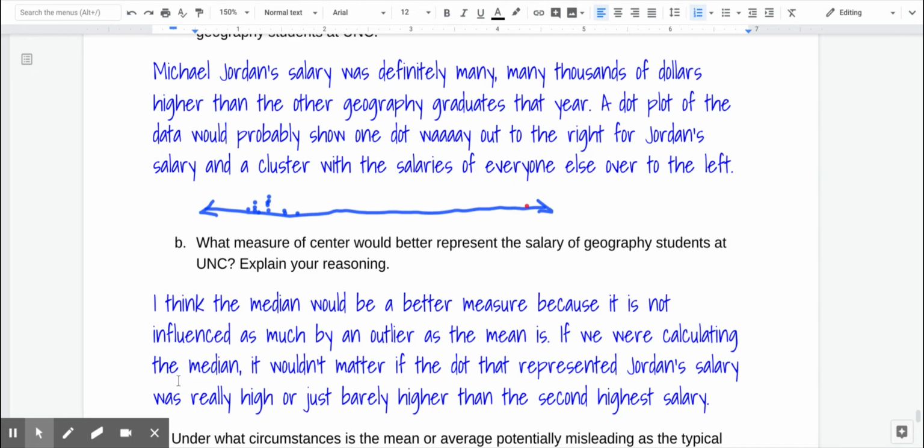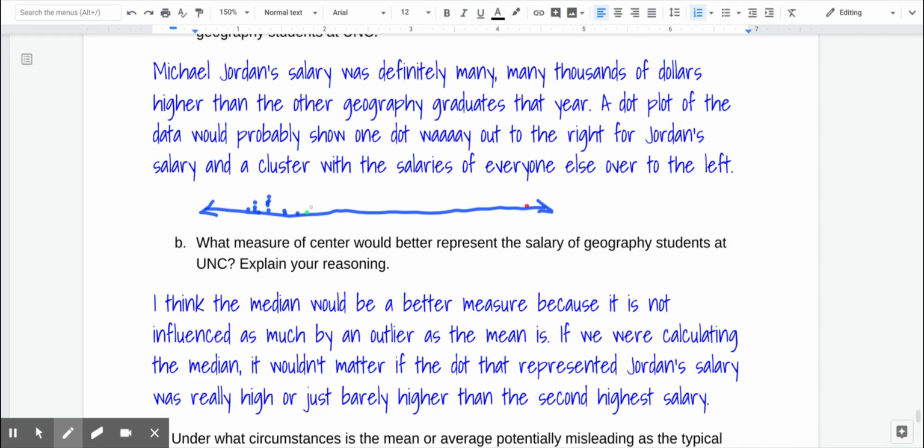Now, if we were to take Michael Jordan's salary and imagine that it was still the highest salary, but it wasn't as high, like I'm showing with this green dot here, then the median's not really going to change here from the green dot to the red dot. It can't because I'm just looking at the middle number. And remember how we counted in from the dots on either side? Well, this is still the highest dot. So the median wouldn't really change there.